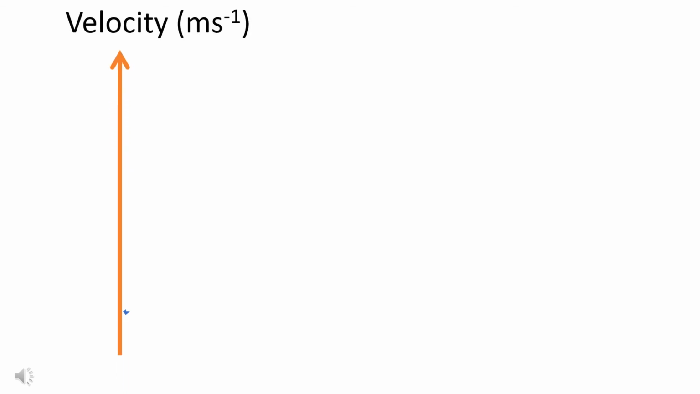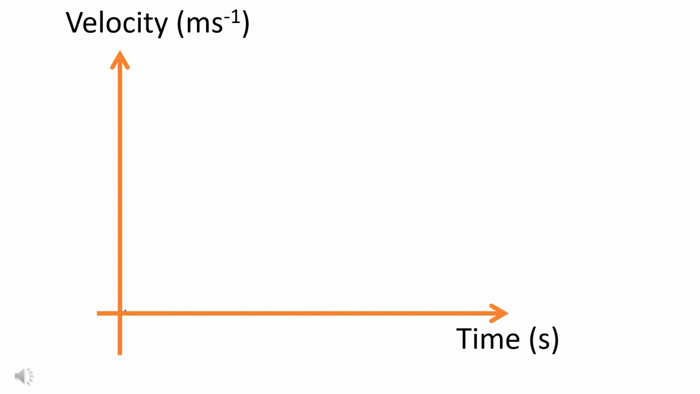This is a velocity-time graph. Axis Y is velocity. Axis X is time in seconds. Before being released, the velocity of the object is 0. The object is stationary.